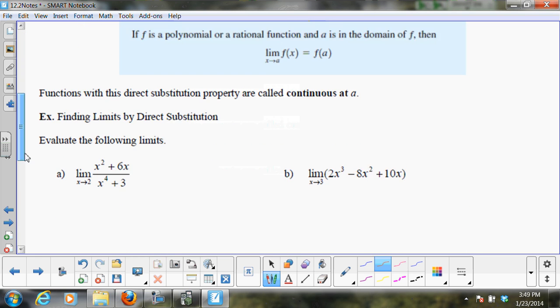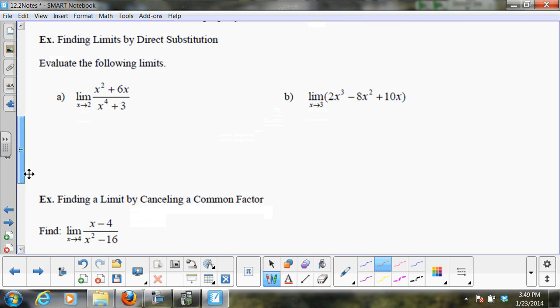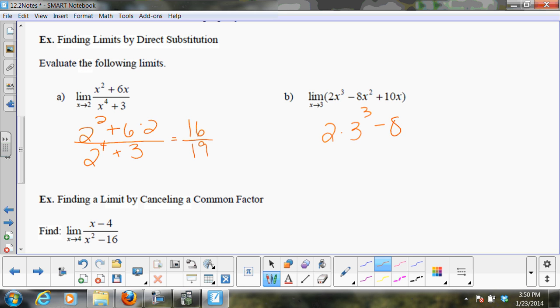So that's direct substitution, what I just did. But sometimes it doesn't work out so well. Not in these, not till we get later. So we're going to plug in 2, so 2 squared plus 6 times 2 over 2 to the 4th plus 3, and we get 16/19. Here if we plug in 3, we get 12.